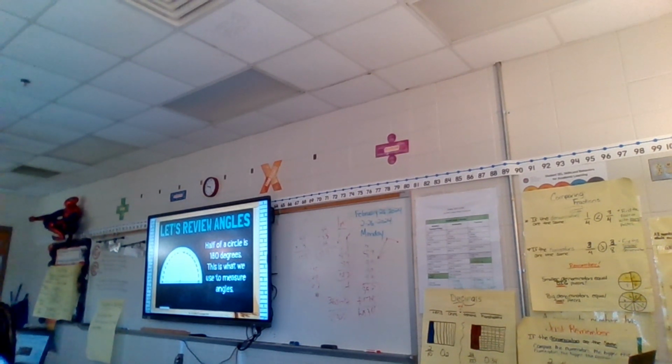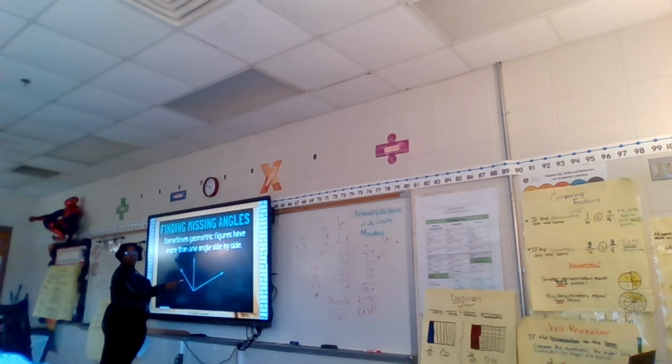Okay. So half of a circle is how many degrees? 180. And how do we know that? Because of the line. Acute angle. And how do we know that? Because it's smaller than the what?